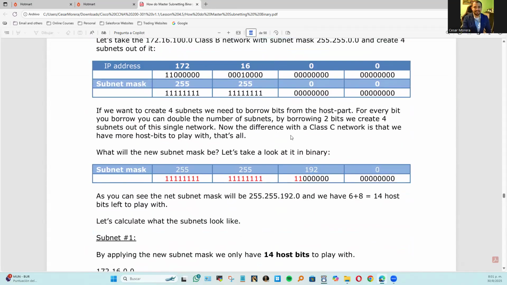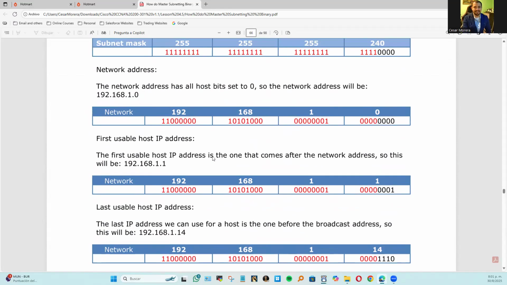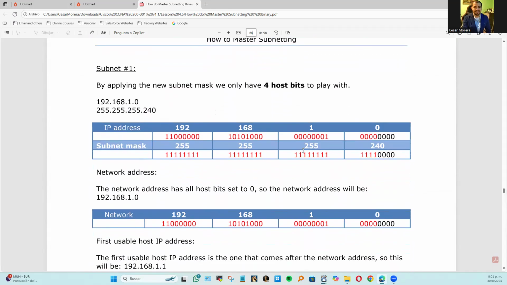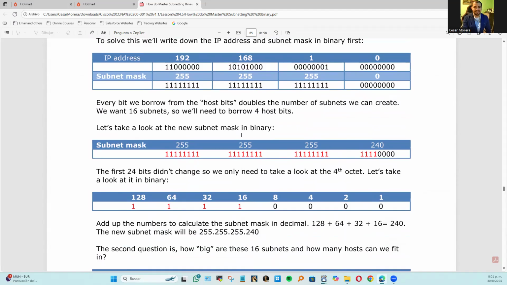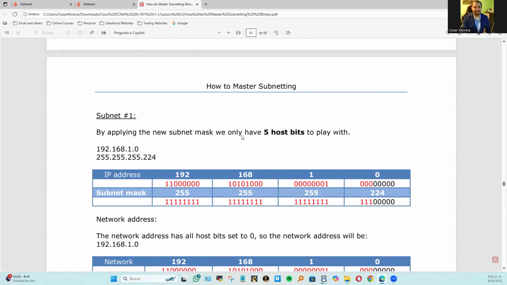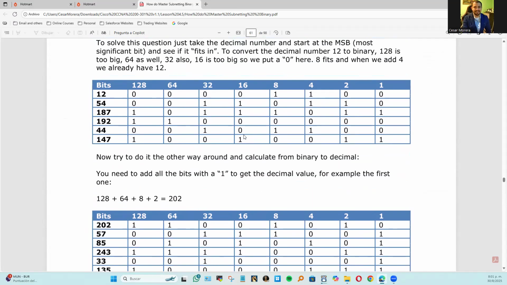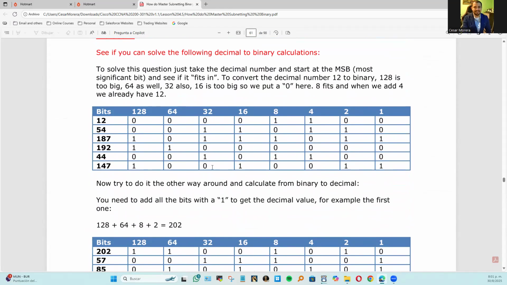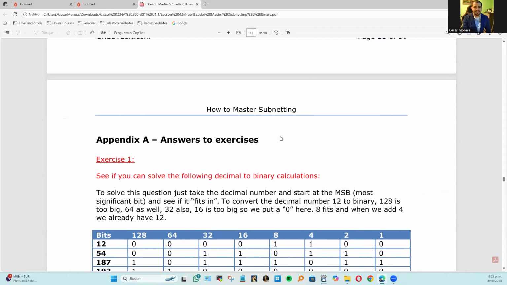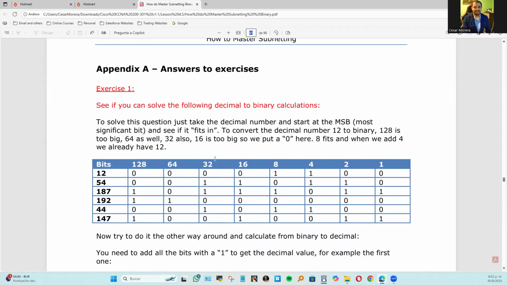I'm trying to show you the answers. Answer 3. Okay, we are almost there. We got it. Oh, okay, there you go. This is the conversion. We're almost there. Where are the answers? Subnet 1. Exercise 1 is actually the one we are looking for. Okay, so you can see on page 61, the answers.